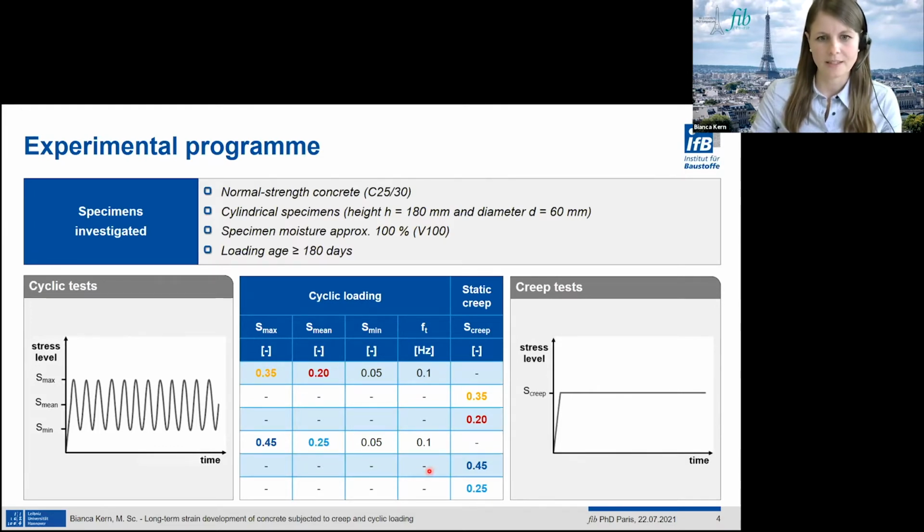The changing of the maximum stress level also causes an increase of the mean stress level, with the aim to investigate the influence of the load type and the applicability of the presented model. Creep tests were carried out with static creep stress level as creep is the same as max, shown here in yellow and in dark blue. And also static creep tests with a creep stress level the same as mean were carried out, here shown in red and in the light blue.